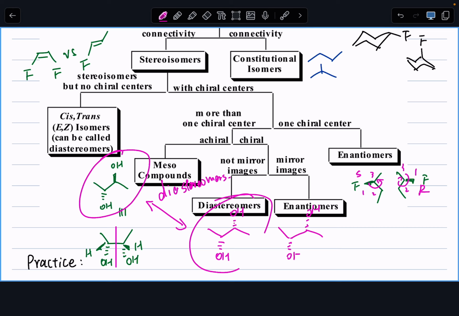Okay, I think I messed it up again. This way, yeah. Alright. Now it's more obvious. It's like a mirror plane on top of each other. It's like the mirror plane is right here.